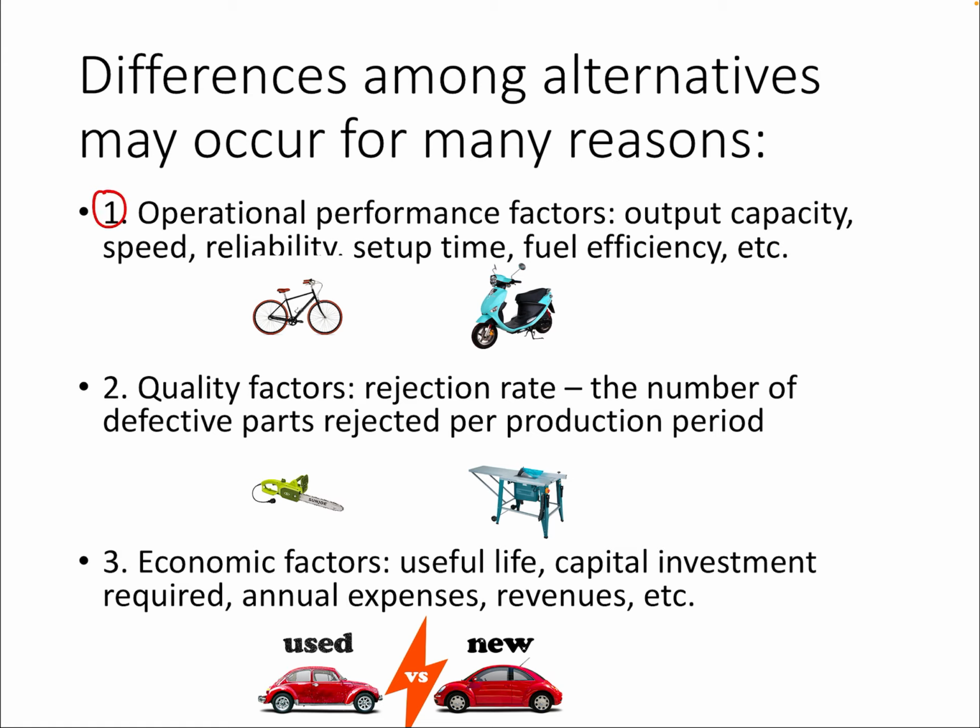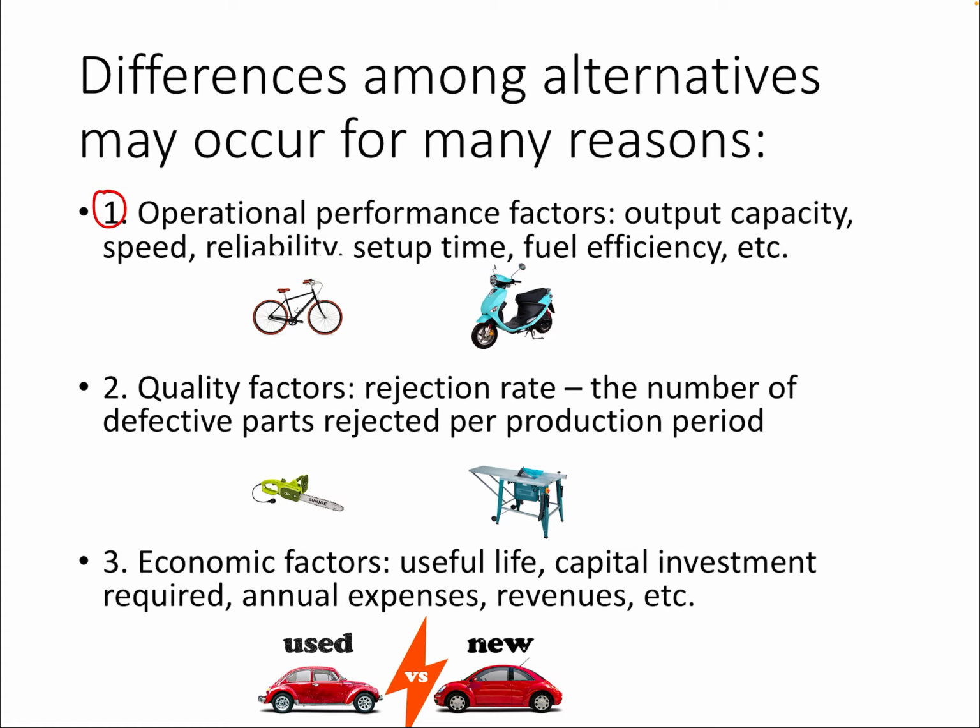So, for example, if you want to buy a bicycle compared to a scooter, you want to compare their output capacity, like the speed, and the reliability, like which one is more reliable, and the setup time, which one is easier to set up and go, and also the fuel efficiency. So those are the things related to the operation of the two vehicles.